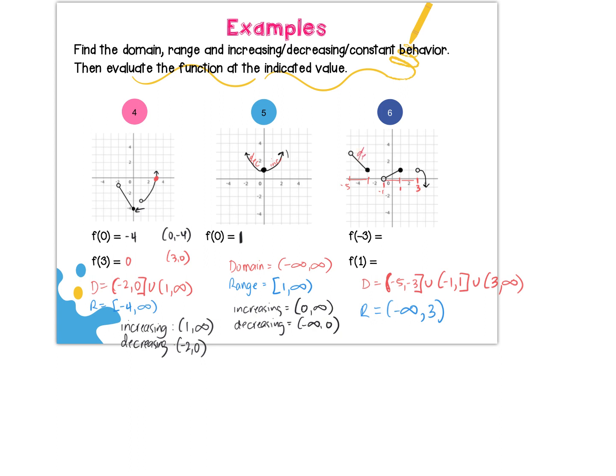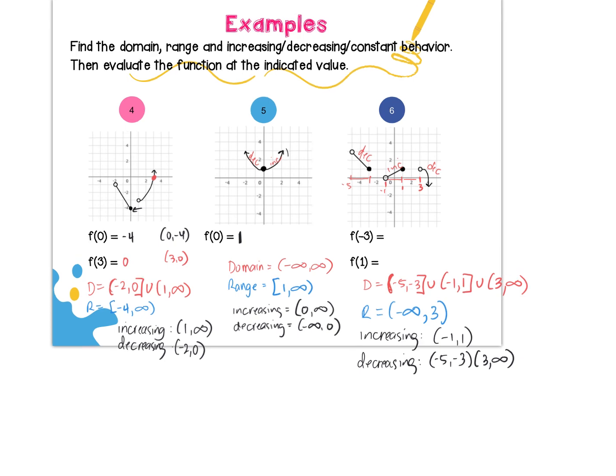Now this is decreasing, this is increasing, and this is decreasing. So when I write these, my graph is increasing, again, from -1 to 1 for my x's, and it is decreasing from -5 to -3, and it's decreasing from 3 to infinity, okay? And that's how you write these also.